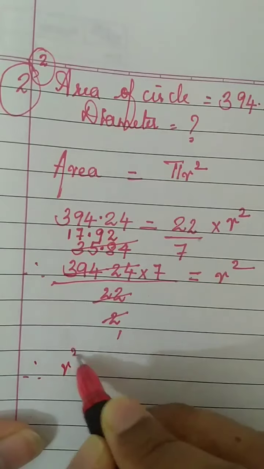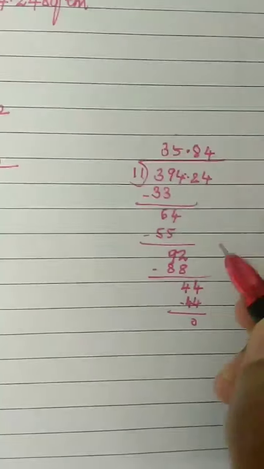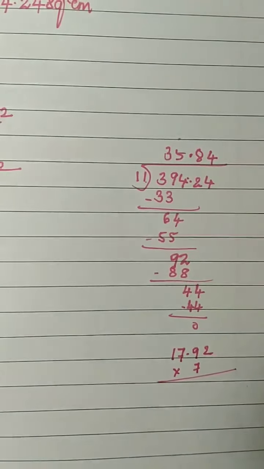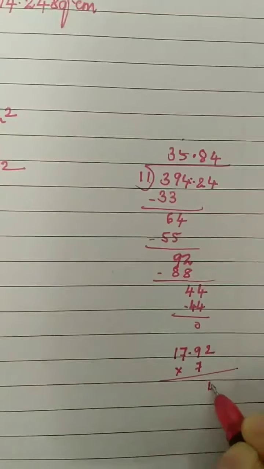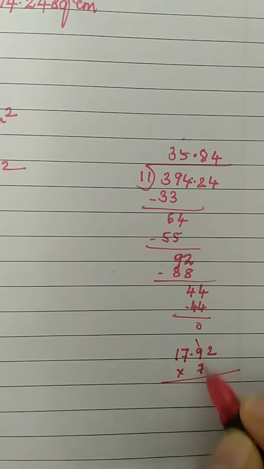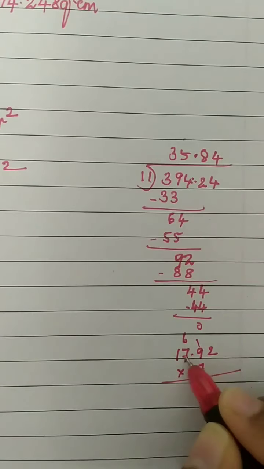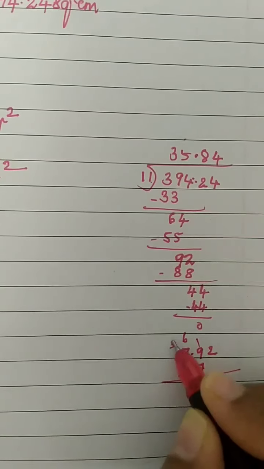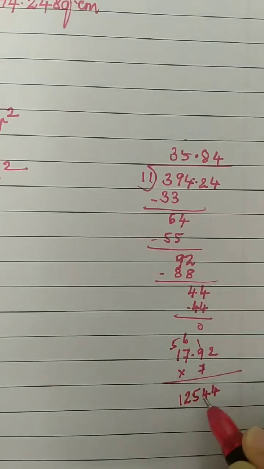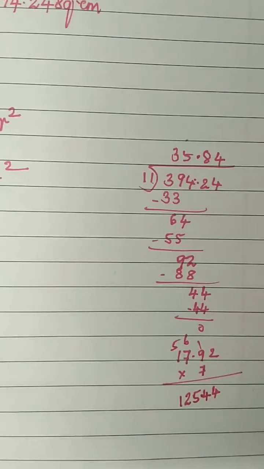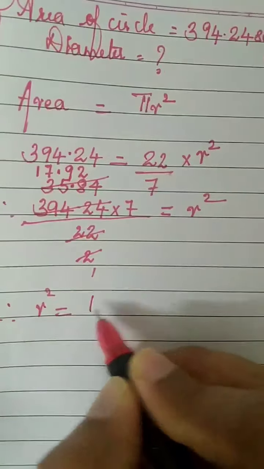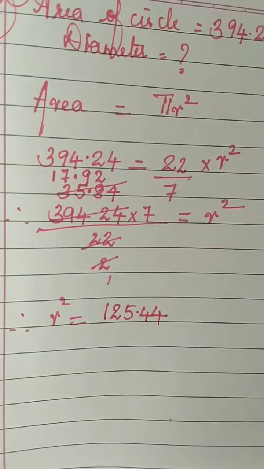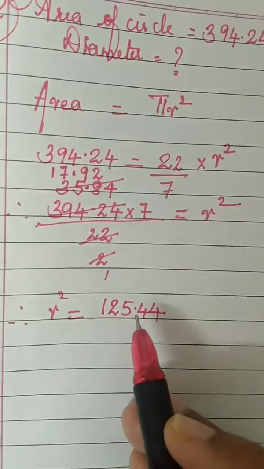So therefore, r square is equal to, multiply this, 17.92 into 7. 7 2s are 14, carry 1. 9 7s are 63 plus 1, 64, carry 6. 7 7s are 49 plus 6 will be 55, carry 5. 7 1s are 7 and 5 is 12. Put the decimal point, 125.44 we got. Please, you also do the calculation, children. I may go wrong. So, r square is 125.44.